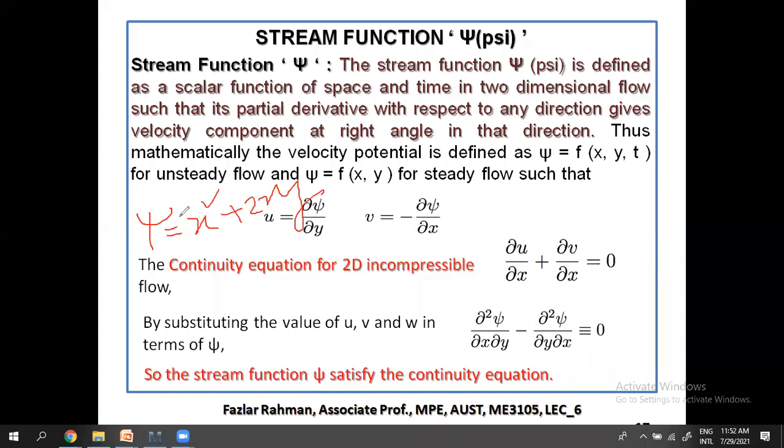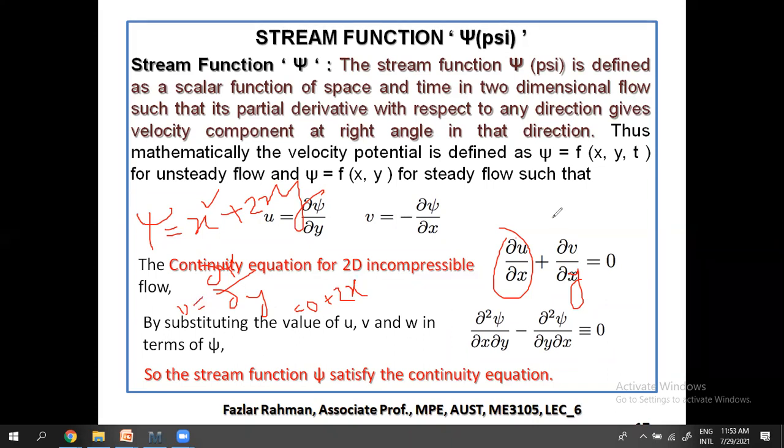If this is given, you figure out del psi by del y to get u, and you figure out v, then you put them in and try to match the equation. From here, you figure out the value of u. What is u? Del psi by del y. So your u will be del psi divided by del y. What is that value? It will be 2x only, right? That will be u.